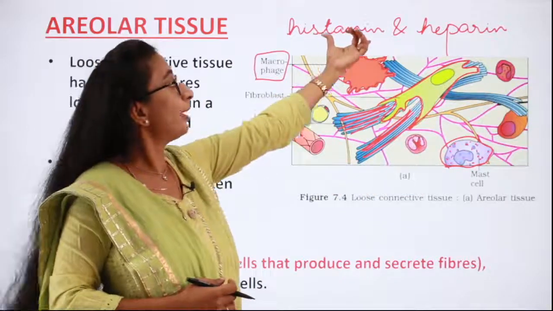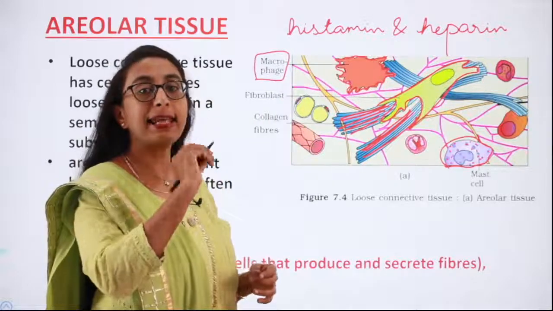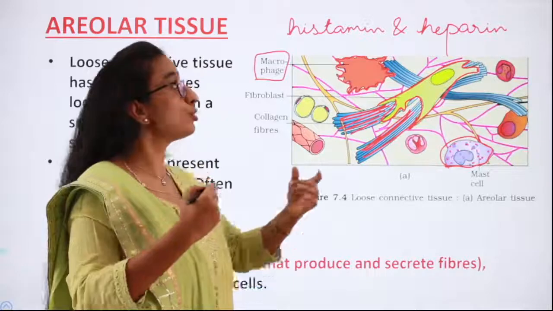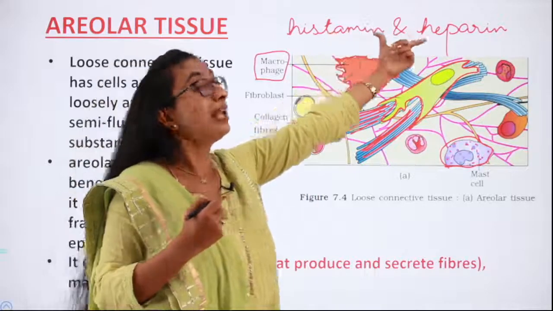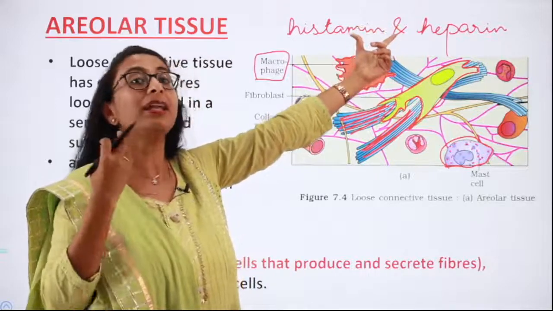Okay, so this is very important. Many times you will get a question: mast cells secrete histamine and heparin, and other options. Then you'll have to choose the right option as histamine and heparin. So the mast cells synthesize histamine and heparin.